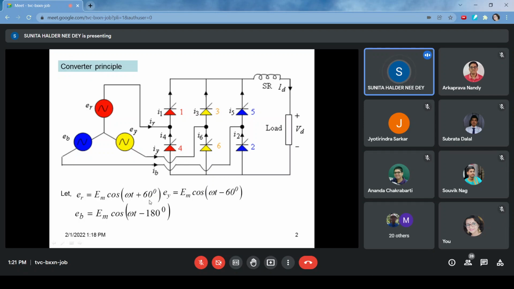You may have used this one as Em sin omega t. There is no issue on that. I have taken it in this way, then the expression of the derivation will be easier. But if you use eR equal to Em sin omega t and eY equal to Em sin(omega t minus 120), the derivation will give the same result. Okay, there may be some additional part.